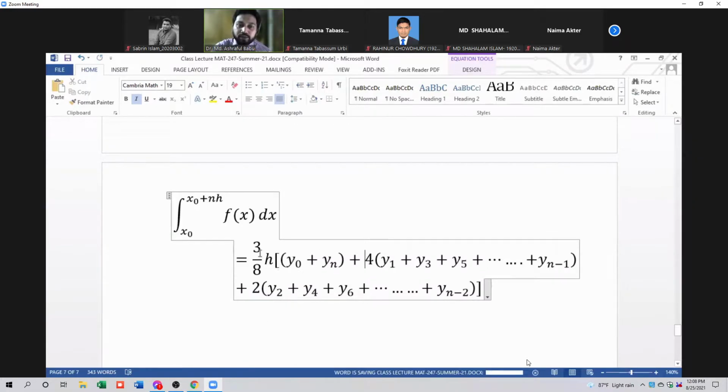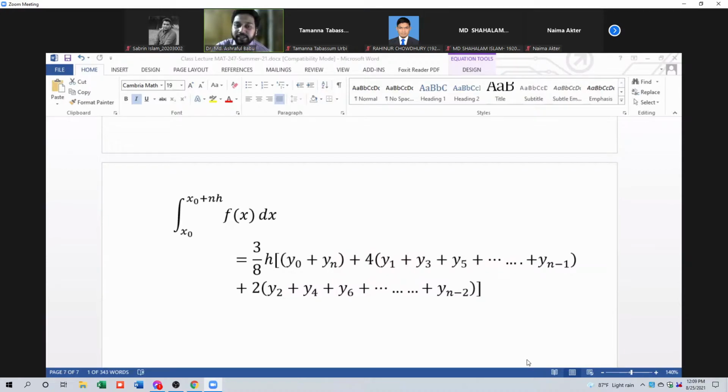So 3 by 8, 8 into y naught plus yn, first coordinate plus last coordinate. This is the same, and the remaining part 3 into y1 plus y2 plus y3, and 2 into y3. So I'm just writing the last part.